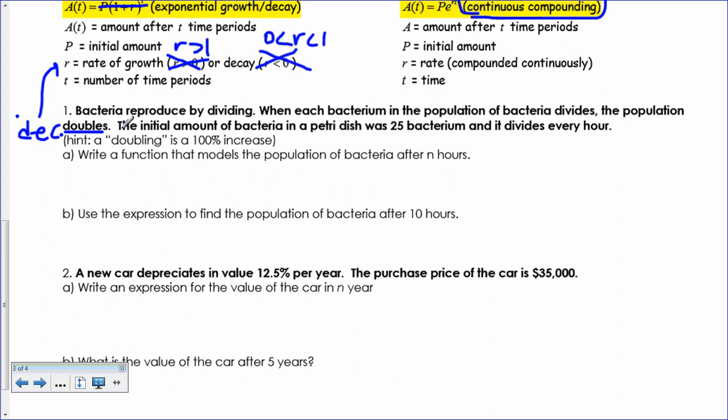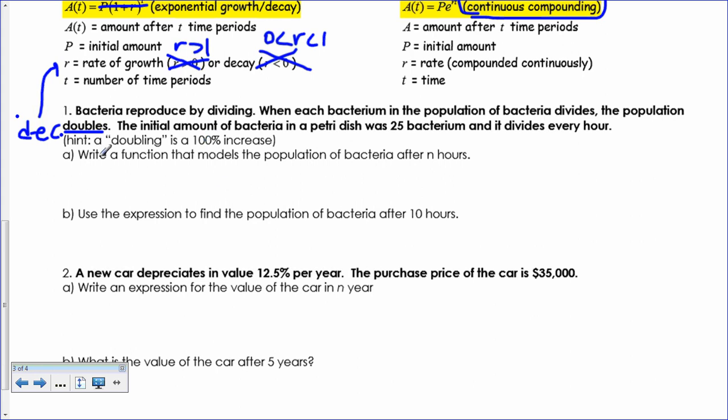So one thing I want to make sure you guys are aware of, that is doubling is a 100% increase. If you go from 1 and then you double that, you go from 1 to 2. So that means you added another 1 on. And 1 is 100% of 1, right? If you go from 2 to 4, you added a 2. 2 is 100% of 2. So you're just adding 100% onto your original. So that's going to help us out when we're writing this equation.